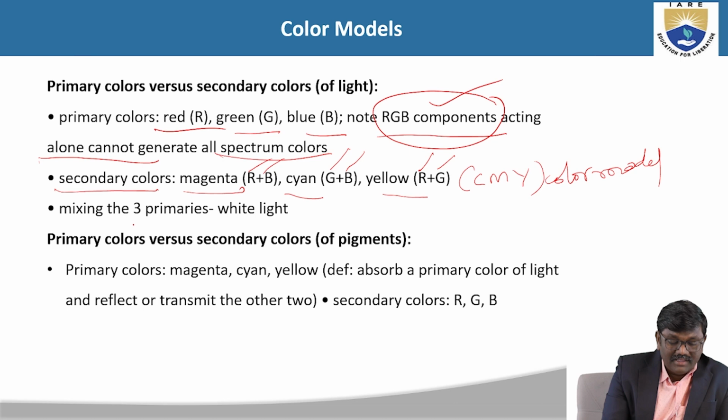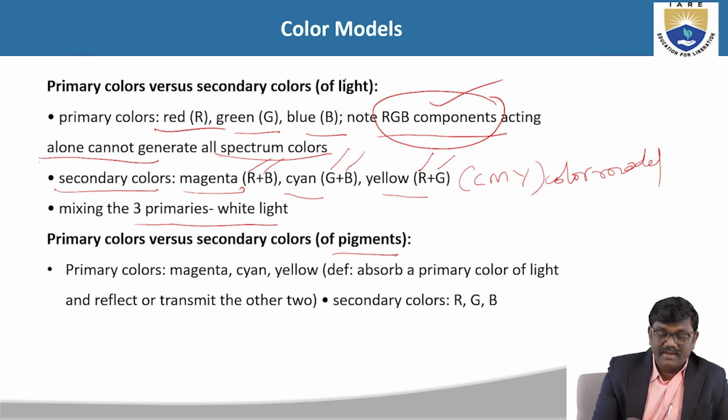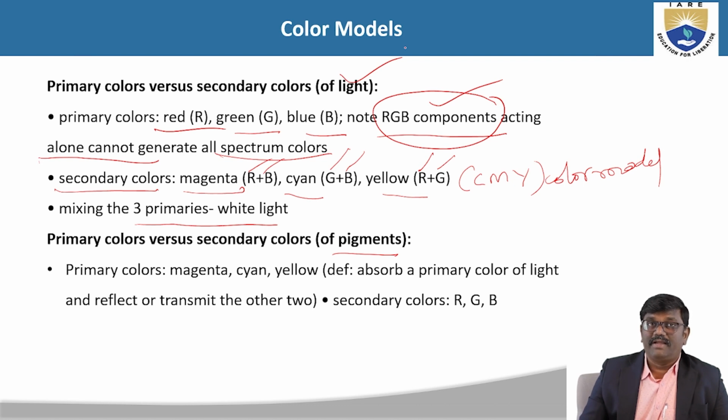Mixing the three primaries gives white light. That is for primary versus secondary colors of light, depending on the light source. But we can also see the differences between primary and secondary colors of pigments. Here we are concentrating on pigments.